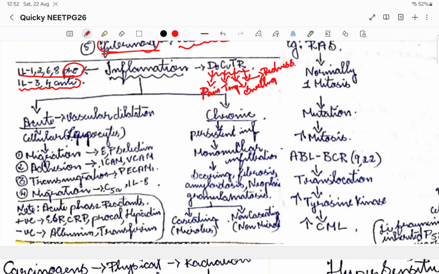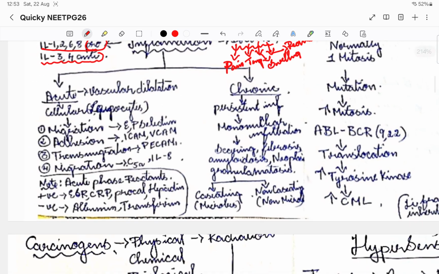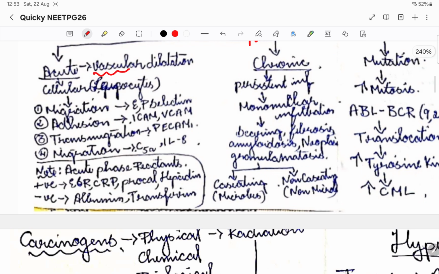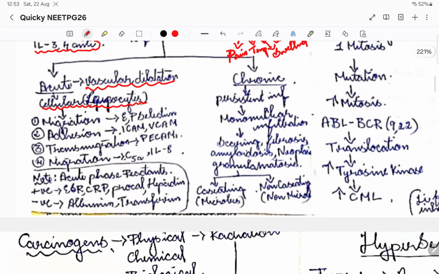Okay, then there are two types of inflammation. One is acute inflammation, whereas another one is chronic inflammation. Let us see what is the cascade that happens in acute inflammation. There is vascular dilation that happens during acute inflammation. Then there is cellular leukocytosis. What is this? Suppose there is an inflammation or an injury that had happened, suddenly there will be swelling in that particular place, right? So what has happened inside the body is what we are seeing.